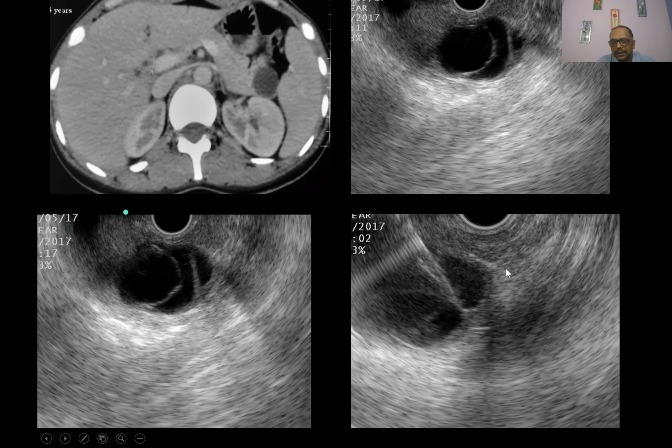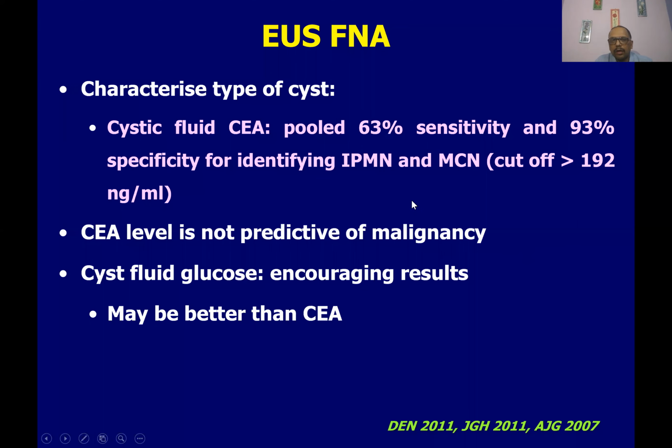of pancreatic cystic lesions. But despite these advantages, we know that we still haven't reached perfection in evaluation of pancreatic cystic lesions with EUS. Now, if you look at the cystic fluid CEA, it has a pooled sensitivity of 63%, which is a moderate sensitivity, and a very high specificity for identifying mucinous lesions if we have a cutoff of 192 nanogram per ml. Also, along with moderate sensitivity, the CEA level is not predictive of malignancy. So we cannot differentiate between benign, potentially malignant, and malignant mucinous cysts.